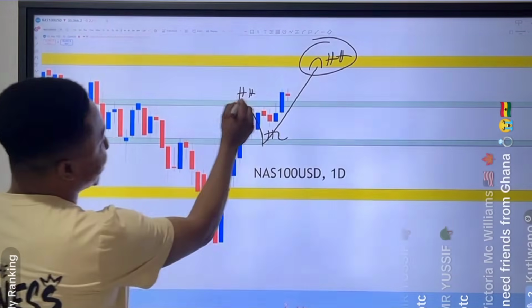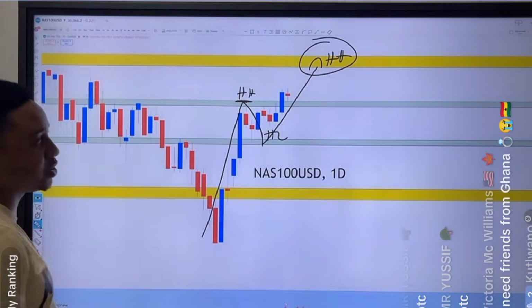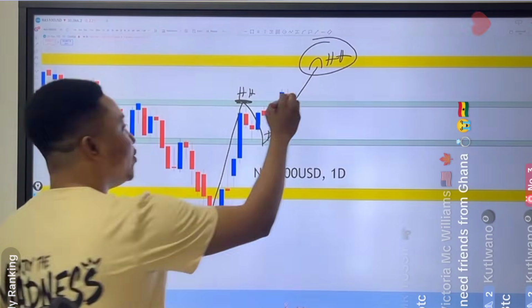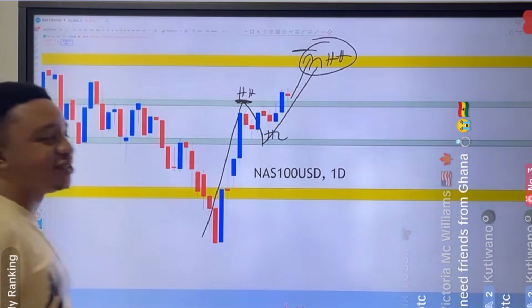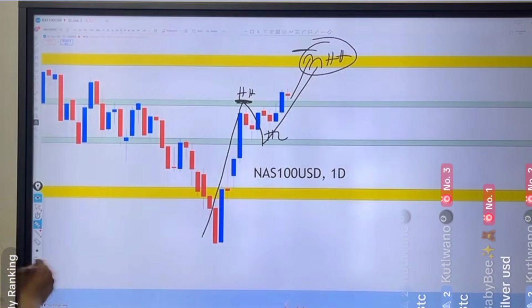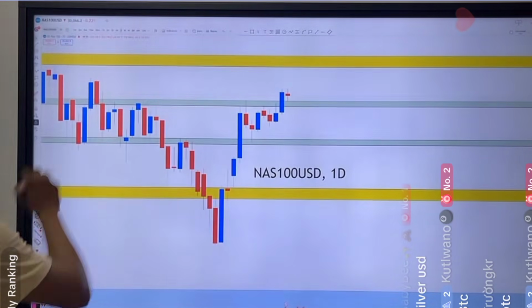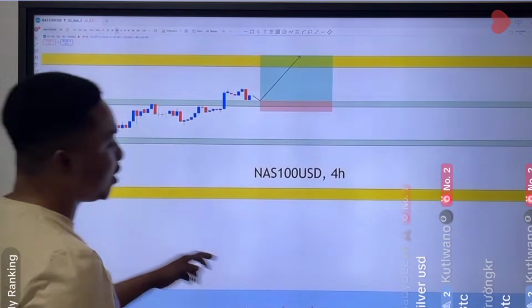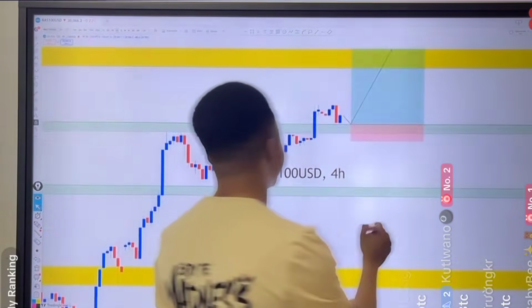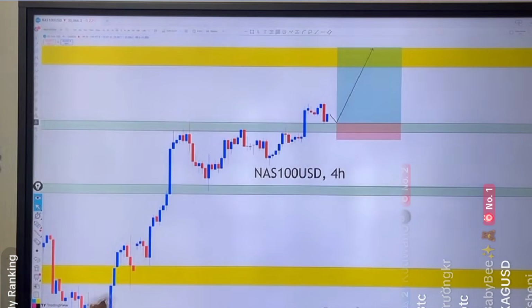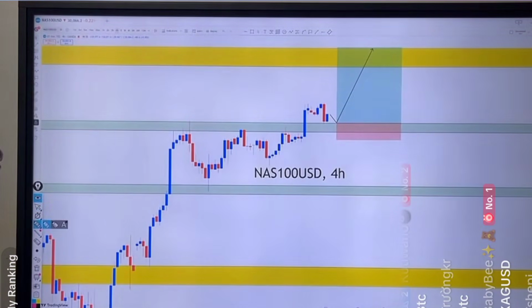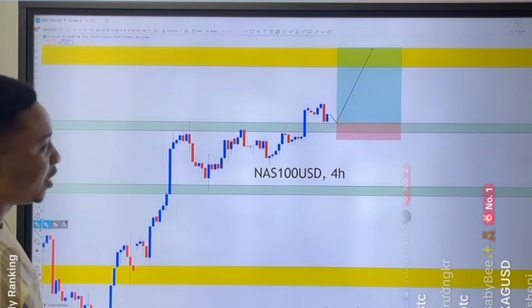And once buyers have been able to break above the daily resistance or higher high, we are expecting it to complete the next move on the resistance level. So how do we buy above to this area as higher high? Let's go back to the 4H to have our final entry as well. So this is the 4H time frame of the NAS 100. Now NAS 100 on the 4H time frame, this is exactly how we are going to buy this pair.